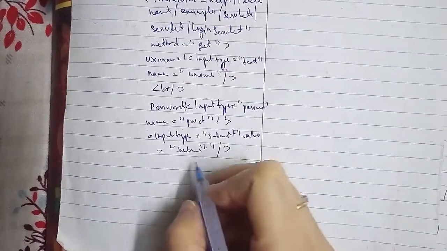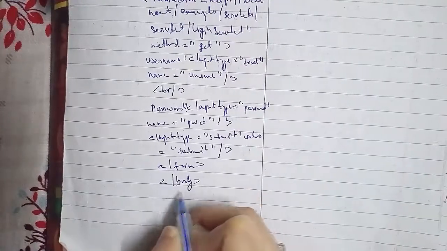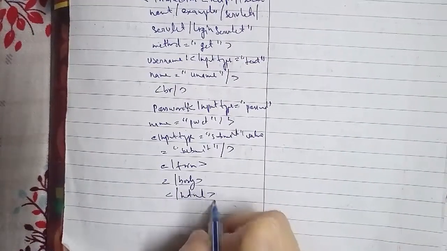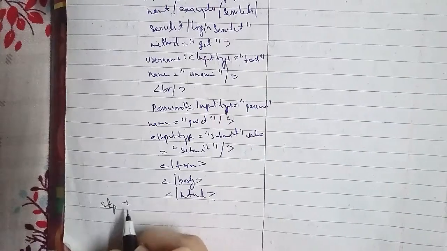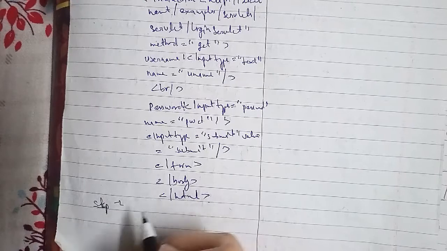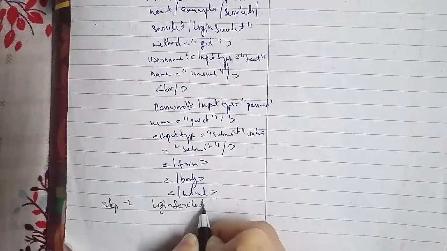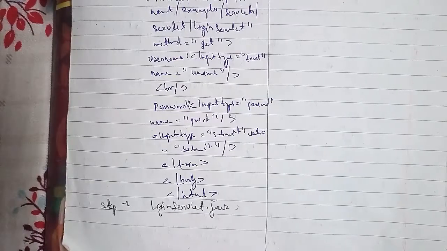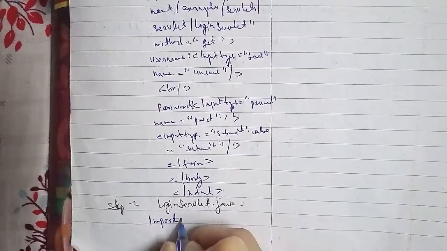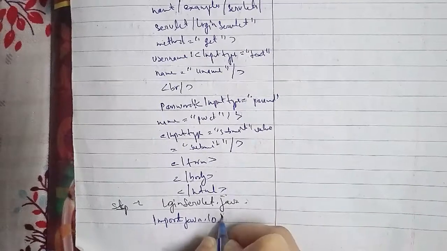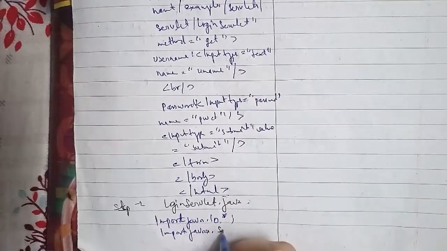Now we'll discuss step 2. In step 2 we have to create a servlet program to read the username and the password and validate it, and for that we will take LoginServlet.java, and we will be writing a Java program here, starting with import java.io.*, then import javax.servlet.*, then import javax.servlet.http.*. Then after that, public class login.